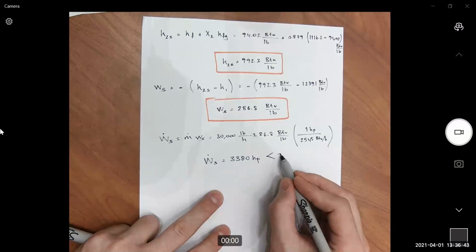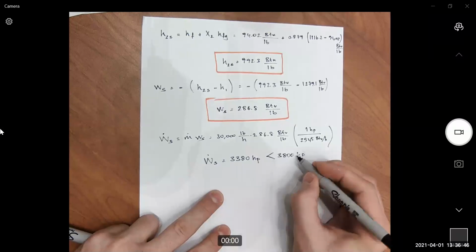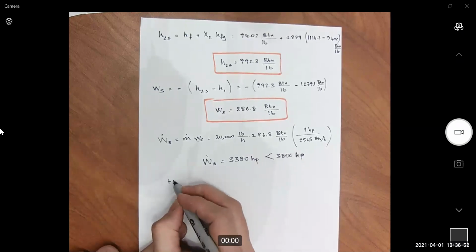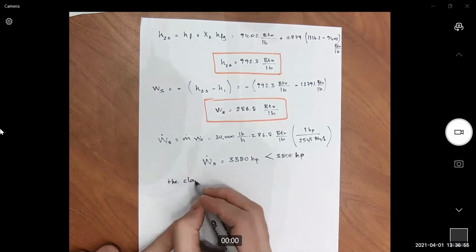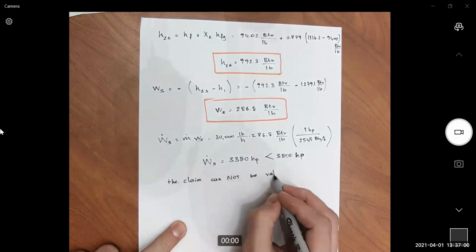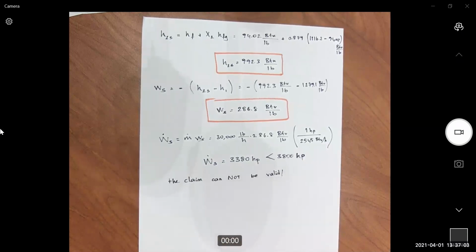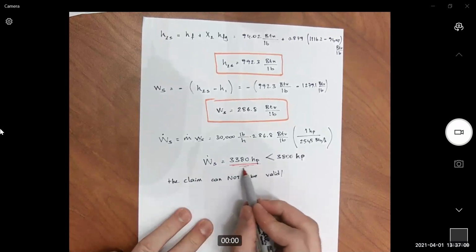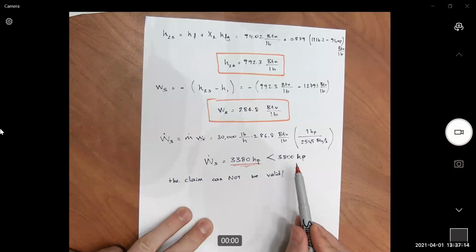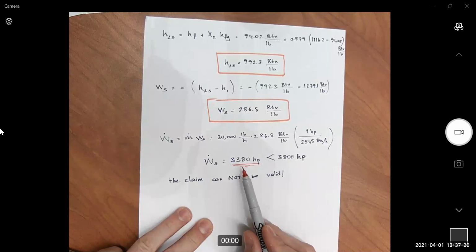This is lower than what they claim is produced in this turbine, right? So this claim cannot be valid. Why? I just calculated my maximum work, and the amount of work they claim that they produce is way more than this turbine can handle. So it's not valid.